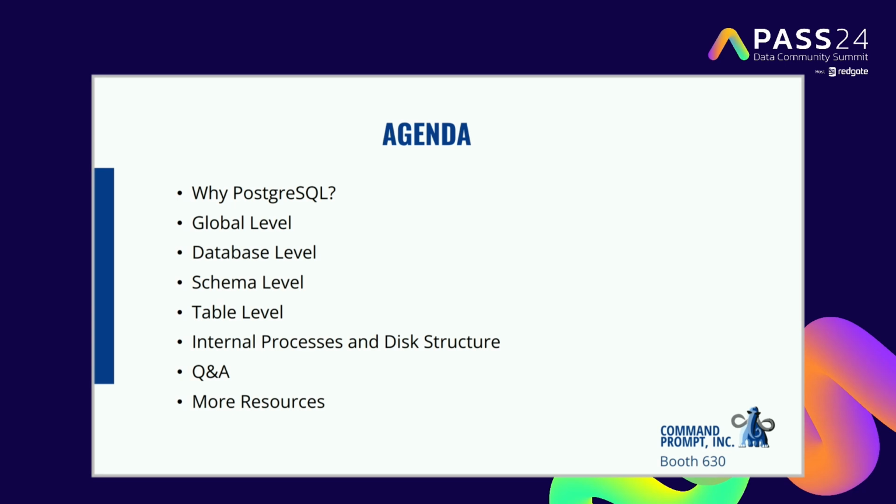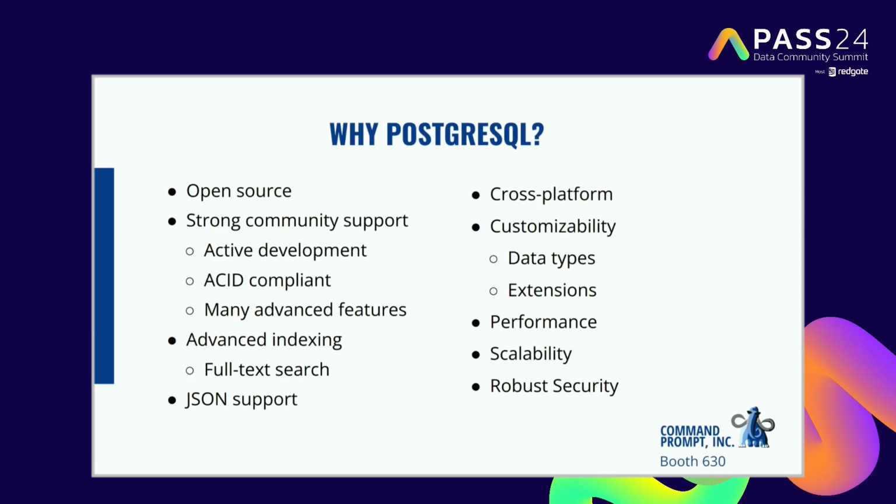So we'll talk a little bit about why Postgres. I'm sure most of you already know why. A lot of these slides we're going to go through rather quickly, since it's very high level, and most of you obviously have a good, firm understanding. We'll go through why Postgres, then objects and aspects at the global level, then the database level, schema level, table level, and then we'll go into some internal processes and disk structure. And then I'll break after each section for questions, okay? So if you have those, please let me know. And again, the resources we're going to be doing throughout the presentation.